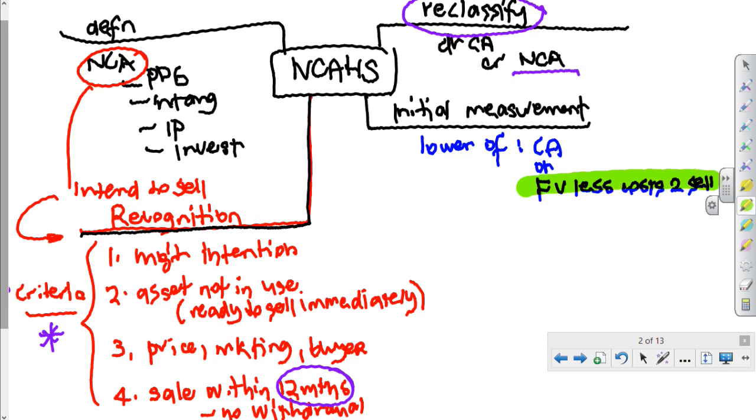So therefore, when I measure non-current assets held for sale, I measure it at the lower of carrying amount, what I was carrying it at, and fair value less costs to sell.